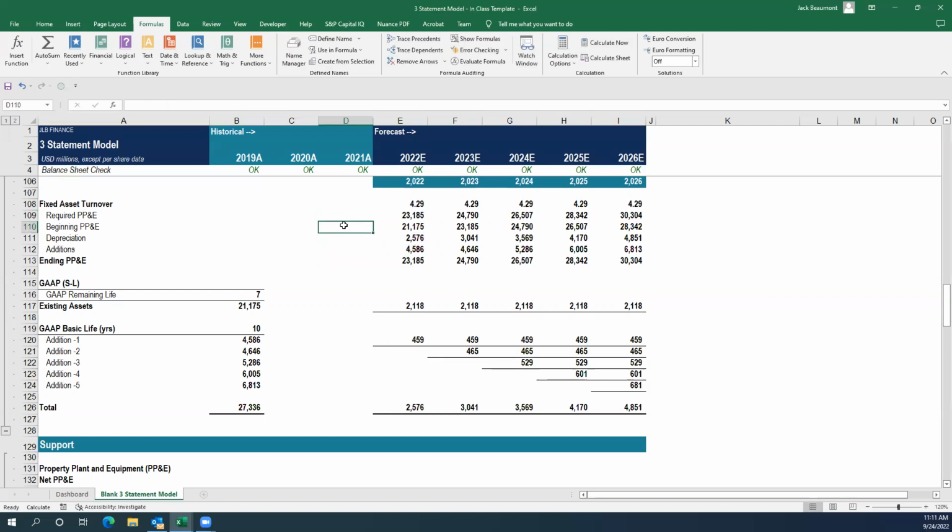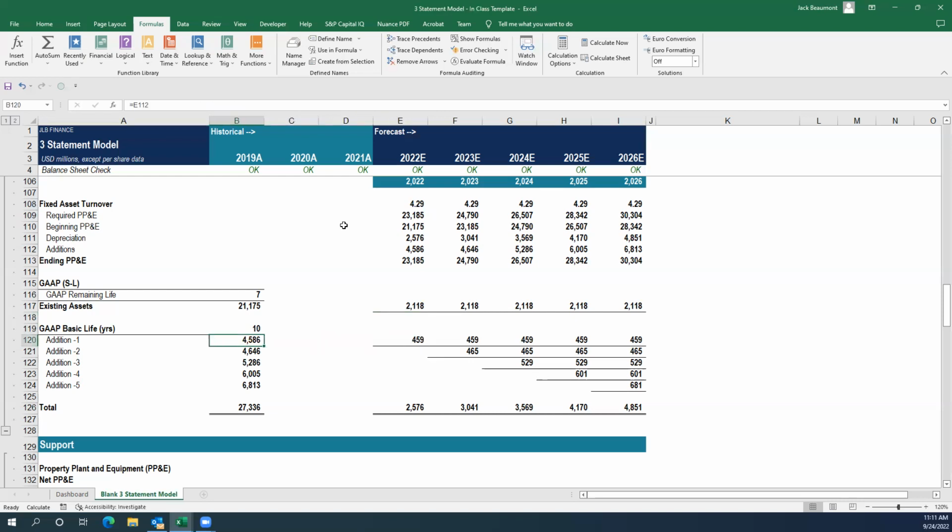So to briefly go over what this does, our required is based off of our fixed asset turnover. And remember, our fixed asset turnover was revenue divided by our fixed assets. So we took the average of what the historic was. And then when we forecast revenue, we can forecast what our required property, plant, and equipment should be. We take what we have in the beginning, and we have that here. And then we have whatever remaining life is left on those assets, and that gives us our depreciation here. So that's easy to find.